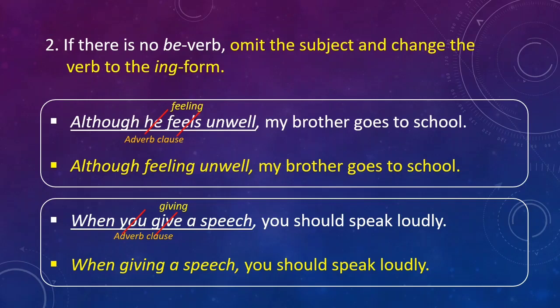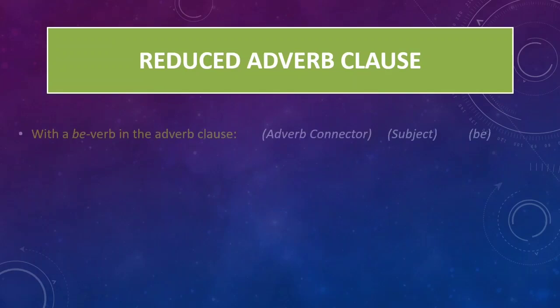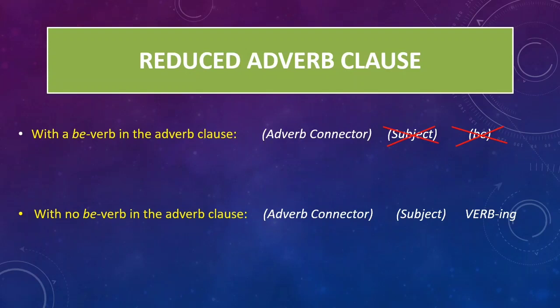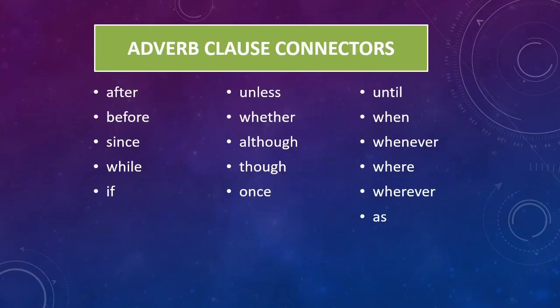The conclusion of reduced adverb clause is when there is a be verb or to be in the adverb clause, we should omit the subject and the to be. Meanwhile, if there is no to be in the adverb clause, we should omit the subject and change the verb into verb ing. The adverb clause connectors are after, before, since, while, if, unless, whether, although, though, once, until, when, whenever, where, wherever, as. Let's discuss the exercise.